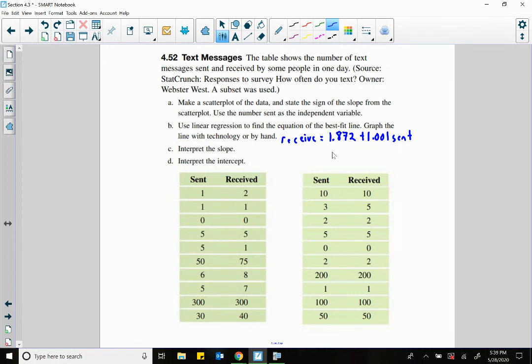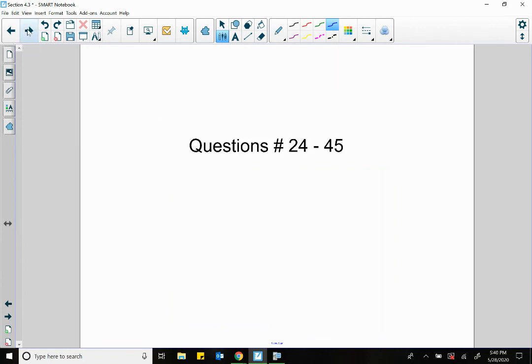That's what 4.3 is all about. Finding that model and knowing what it means. So questions for 4.3 happen from question 24 through 45.